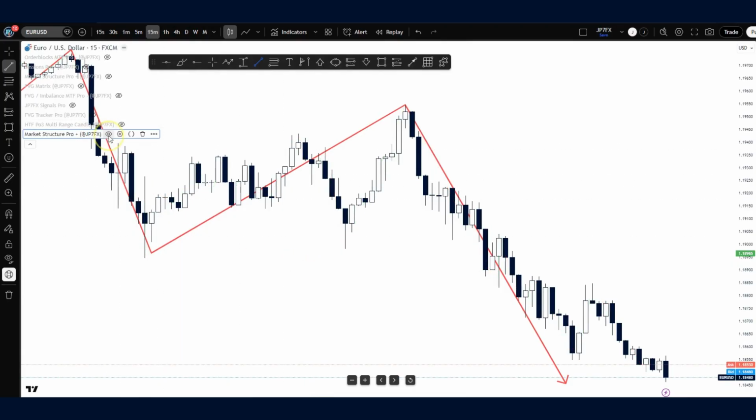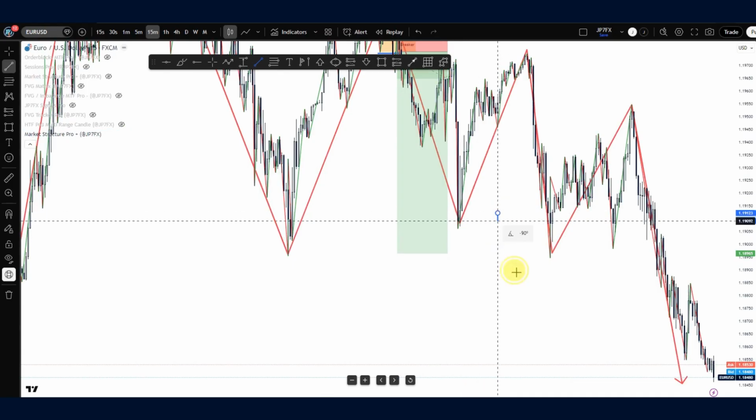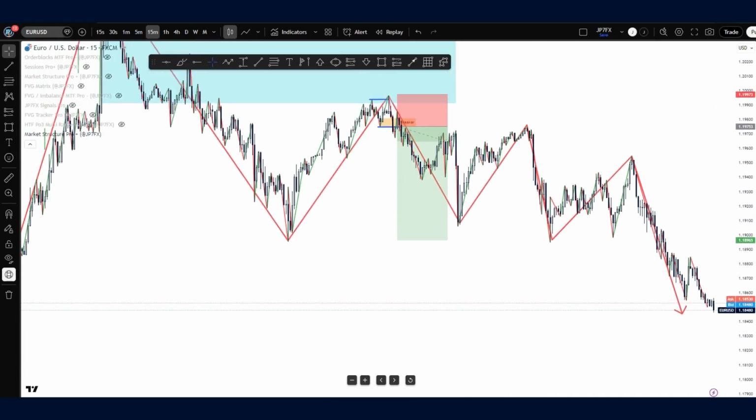Just let me have a look and see what's going on here. Okay, so that is it really with structure.